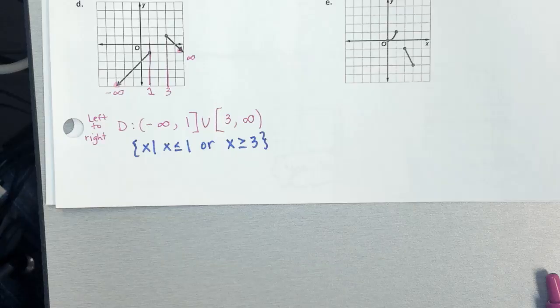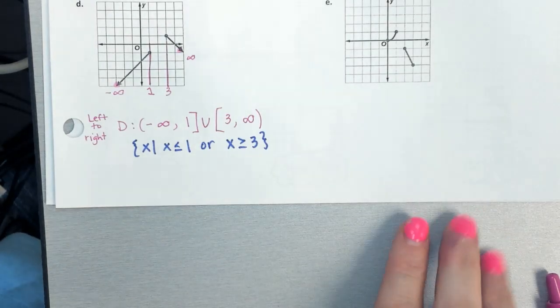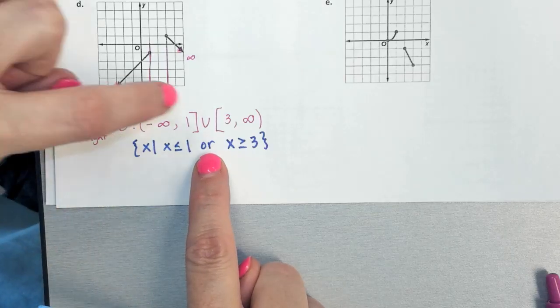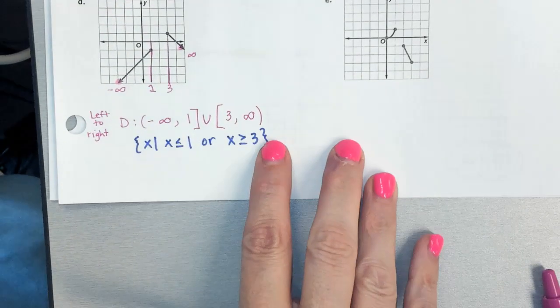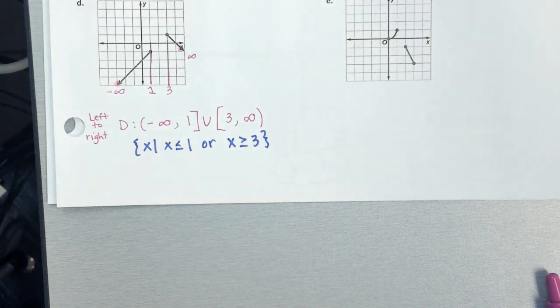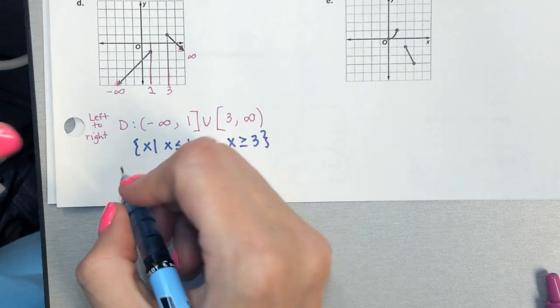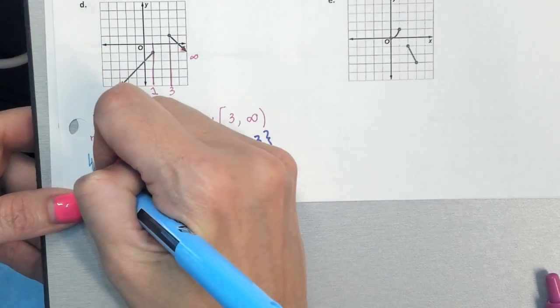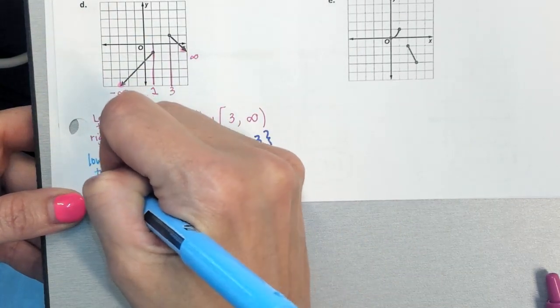Okay, and then do you guys want me to, for the set builder, you put the or. And then for interval, you put the union. Do you guys want to try the range on your own without me telling you first? Yeah. Okay, so I'll just give you the hint that you do lowest to highest. So why don't you try to do the interval?